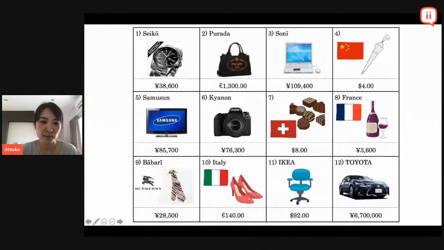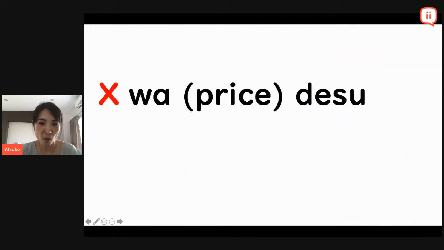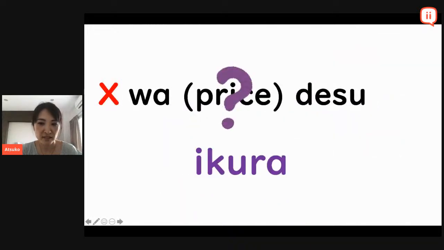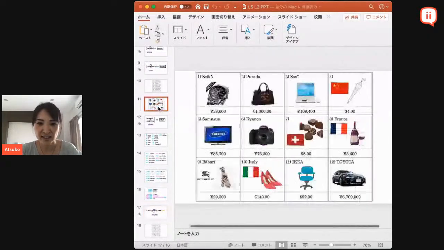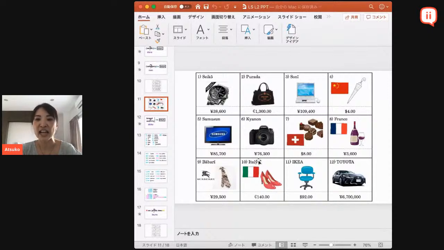Okay. Then, how much is the camera? I want to ask the price. When we want to ask the price, camera wa ikura desu ka? Camera wa ikura desu ka? This is a question to ask the price. And the answer is 76,300 yen desu.